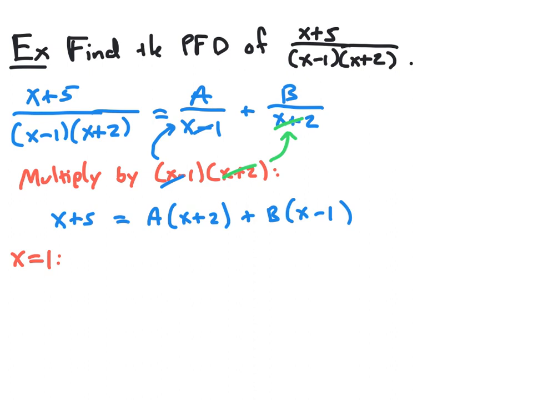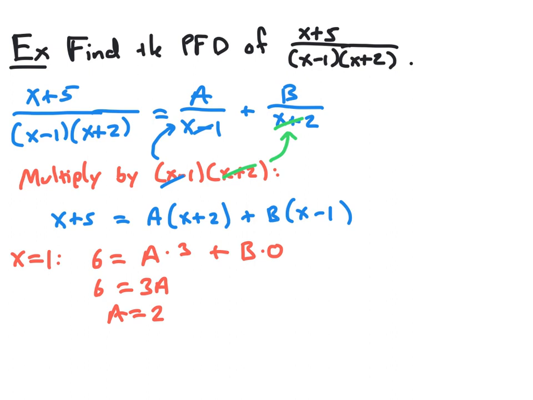So for example, if I let x equal 1 in this equation and substitute 1 for x everywhere, on the left side we get 1 + 5, which is 6. We get a times (x + 2), which is 1 + 2, so that would be a times 3. And we have b times (1 - 1), which is 0. And so this is an example of a strategic substitution. We're multiplying b by 0 there. And so we end up getting the equation 6 = 3a, which tells us that a is going to equal 2.